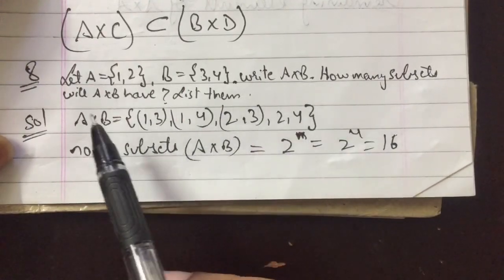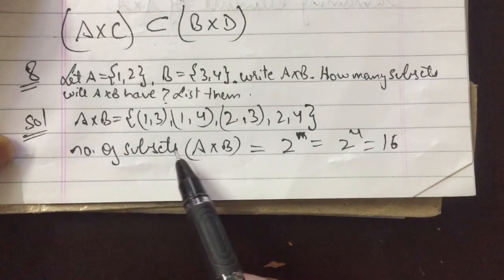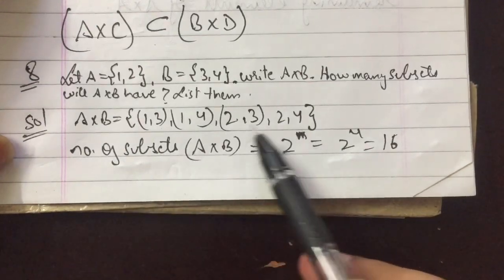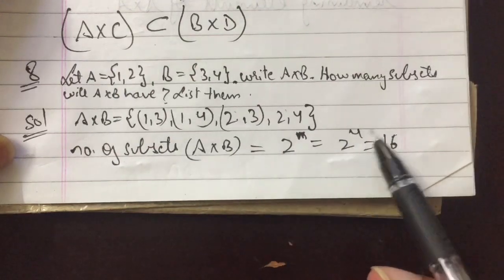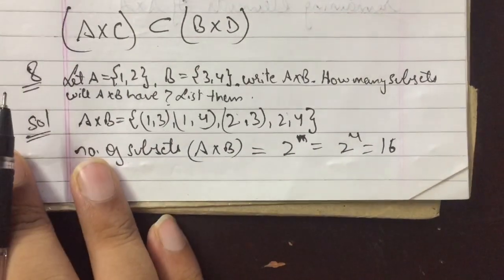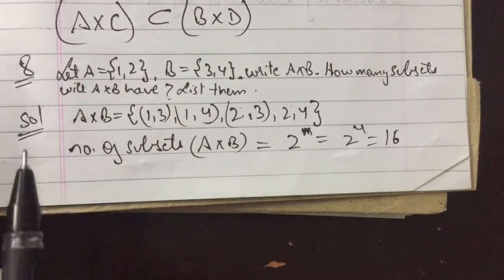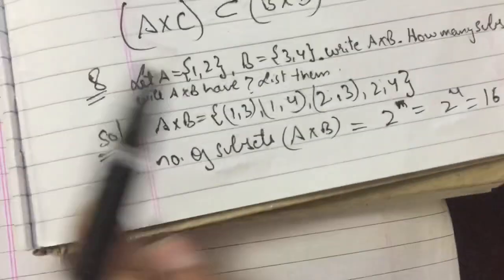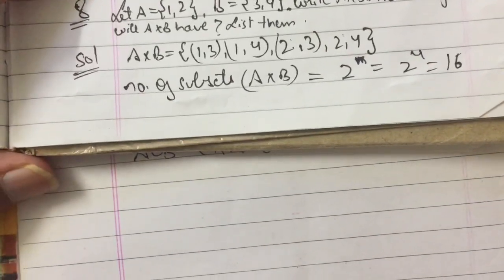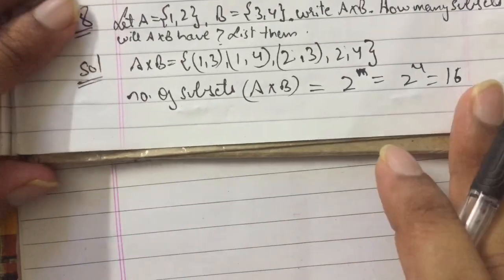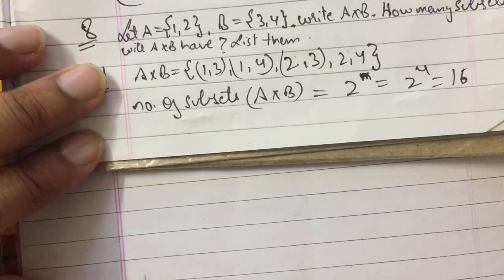How many subsets will A cross B have? The number of subsets in A cross B will be given by the formula 2 raised to power n. So how many elements does A cross B have? 1, 2, 3, 4. 2 raised to power 4 is 16. So we have to write down all the subsets of A cross B. So let's write it. The elements are (1,3), (1,4), (2,3) and (2,4).